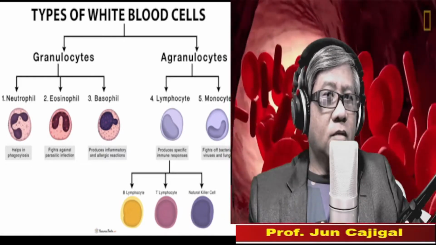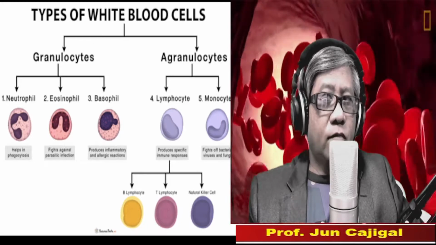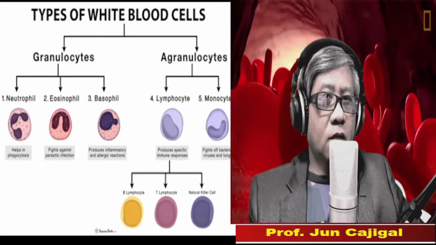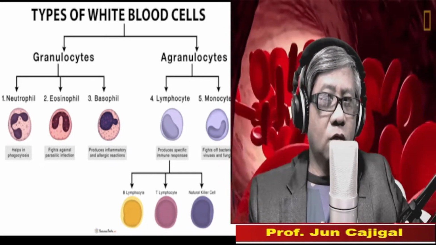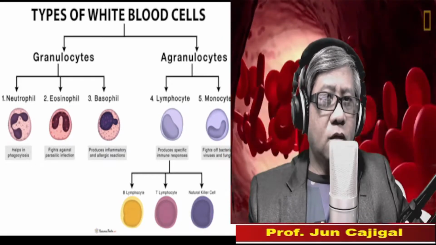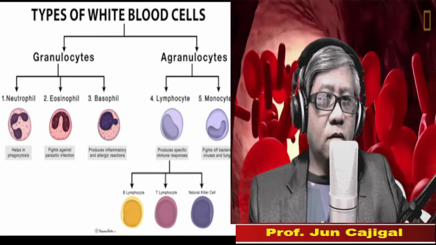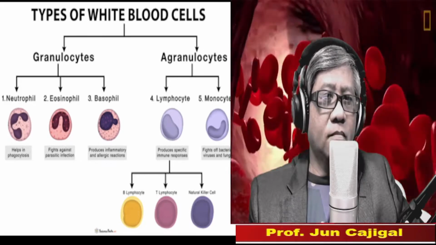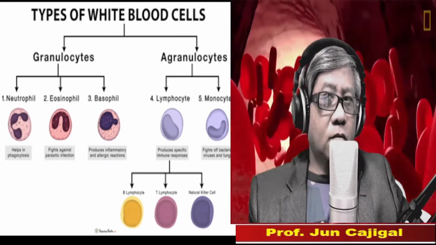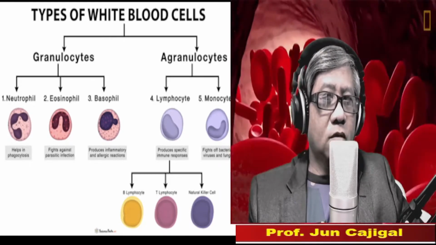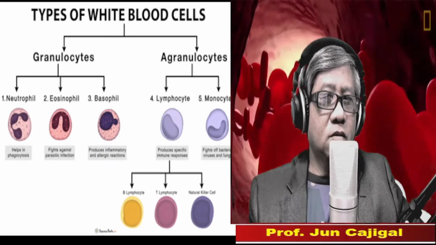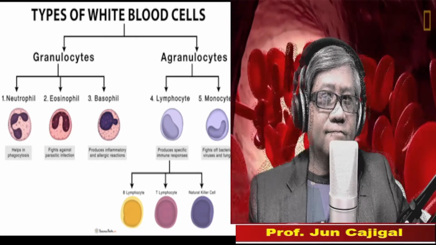And lastly, we have the basophils. Basophils under the microscope have a bean-shaped nucleus. And they contain heparin, which prevents quick blood clotting. And they account for about 0.5 to 1% of the total white blood cells in the body.